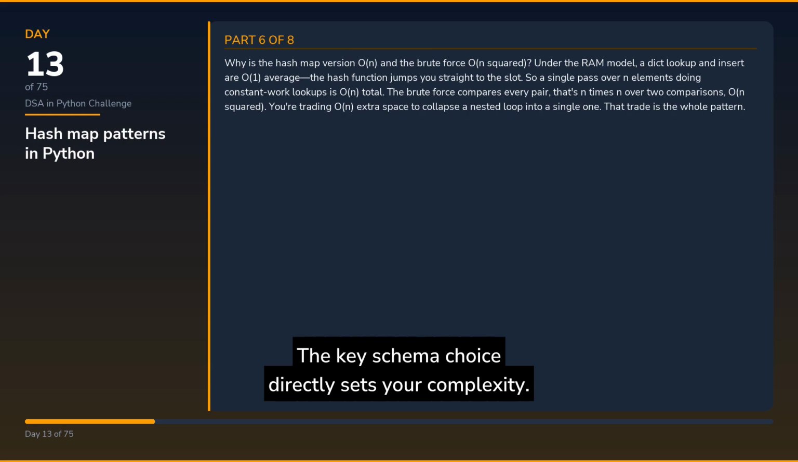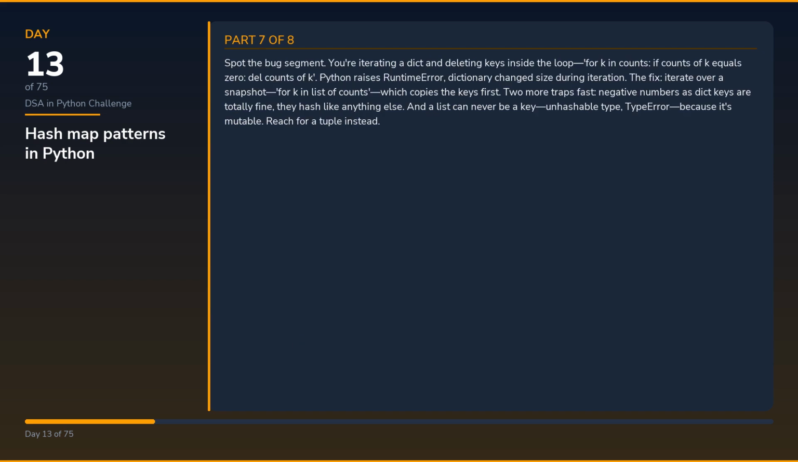Why is the hash map version O(N), and the brute force O(N squared)? Under the RAM model, a dict lookup and insert are O(1) average. The hash function jumps you straight to the slot. So a single pass over N elements doing constant work lookups is O(N) total. The brute force compares every pair. That's N times N over 2 comparisons, O(N squared). You're trading O(N) extra space to collapse a nested loop into a single one. That trade is the whole pattern.